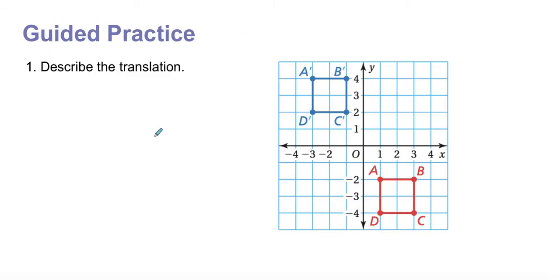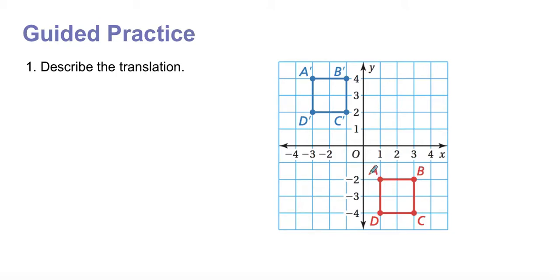Let's try some guided practice. We are going to describe the translation. While first looking at my coordinate plane, I see two figures, but I'm not sure which one is the original and which one is the copy. So I'm going to look carefully at how my points were labeled.